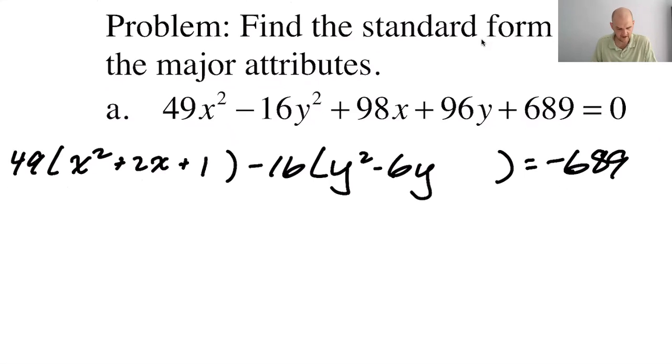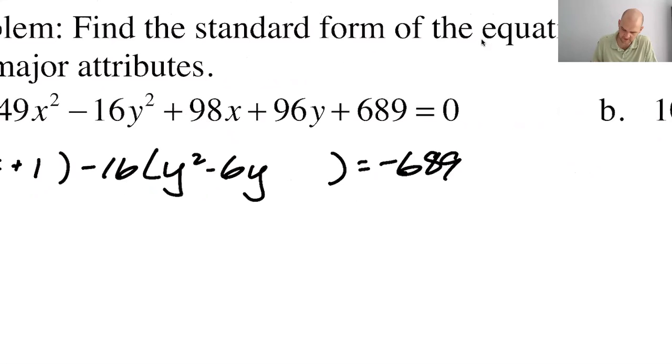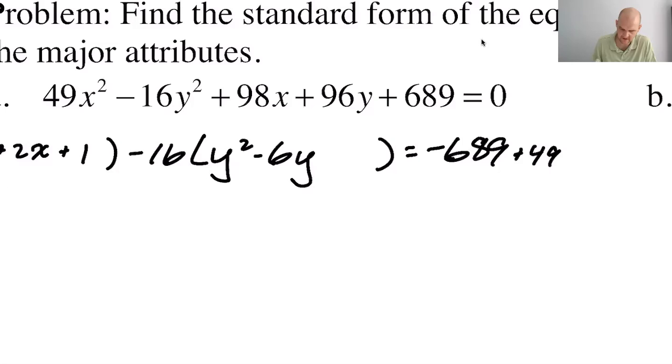No one's yelling. Divide by 2, square it. So that's plus 1. So I really added 49 times 1. So over here, I'm going to do plus 49, which takes me to negative 640. I don't know if that's useful yet. And then here, I'm going to divide by 2. That's negative 3, square it. So I'm going to do plus 9.